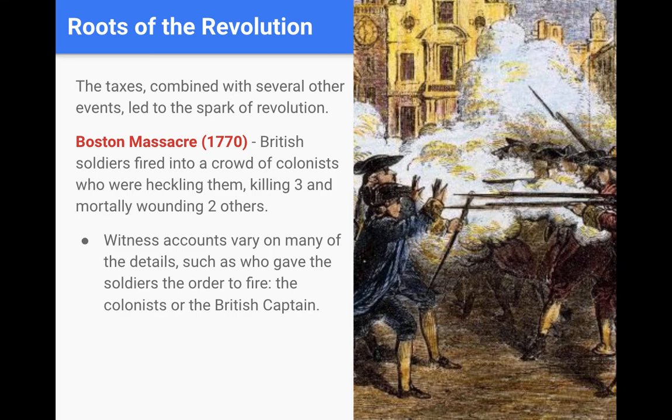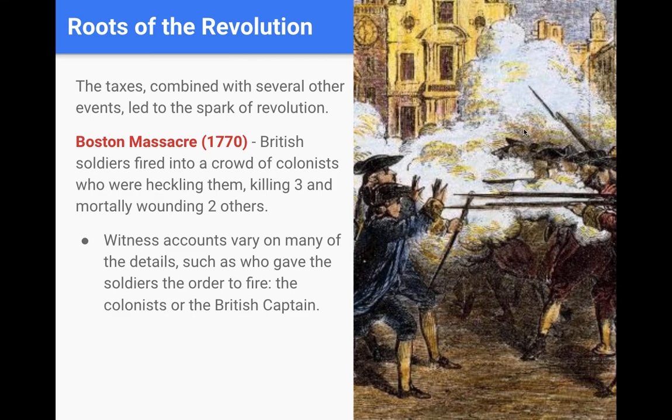You have the Boston Massacre in 1770. You have a bunch of British troops who are stationed in the city of Boston, and you have a crowd of people that begin to heckle them over some of these taxes. Again, Boston getting hit hard by the taxes. So we don't really know a whole lot of the details of what happened because witness accounts really vary, especially of who gives the order to fire, right?